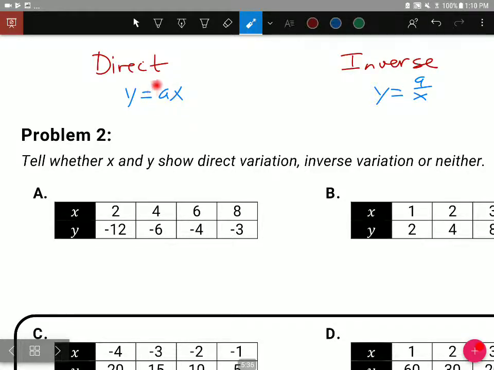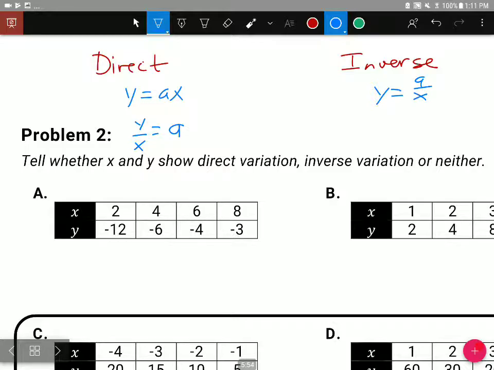Get a divided by x, exactly. So a is y over x. So if I take my y's and divide it by x and get the same thing all the way down, it's direct variation. It means I have a constant a value.